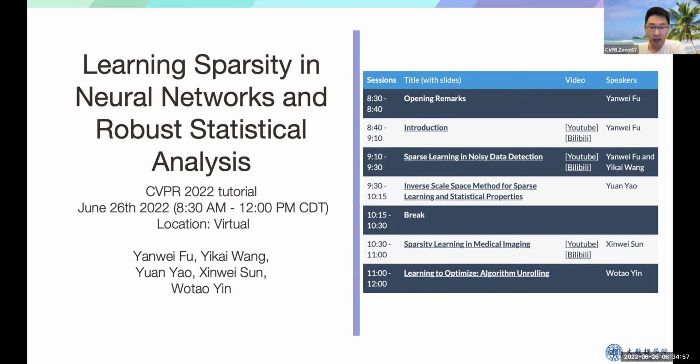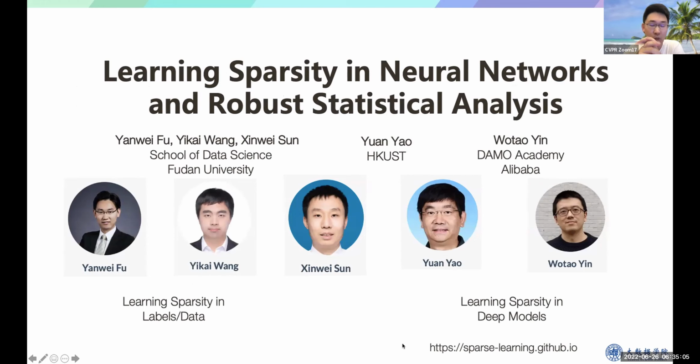I'll give some further details on why we're using this title, learning sparsity in neural network and robust statistical analysis. Basically, we want to divide it into two parts. One part is learning sparsity in labels and data. One part is learning sparsity in deep models. We also have a website at this URL. Maybe you can check the details of our tutorial. We will put all the slides and talks online, and also some other material to support our tutorial.